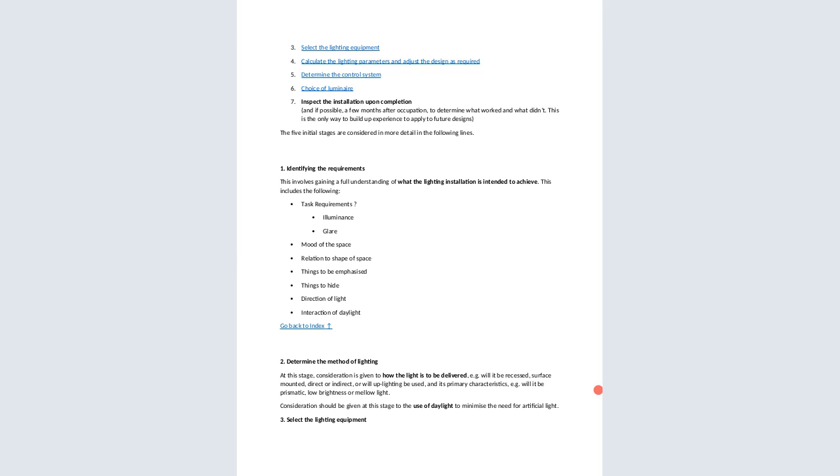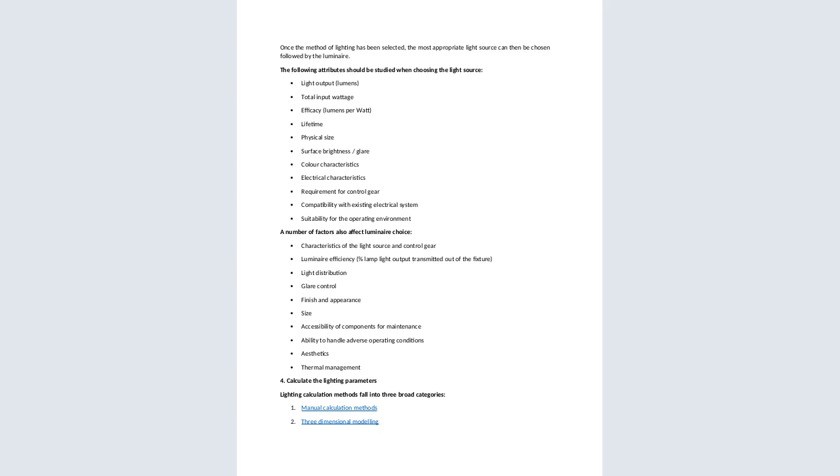Good. So consideration should be given at this stage to the use of daylight to minimize the need for artificial lighting. So select the lighting equipment. That is the next step. Now, selecting the lighting equipment is sometimes affected by several factors. So once the method of lighting has been selected, the most appropriate lighting source can be chosen, followed by the luminaire. The following attributes should be studied when choosing the light source.